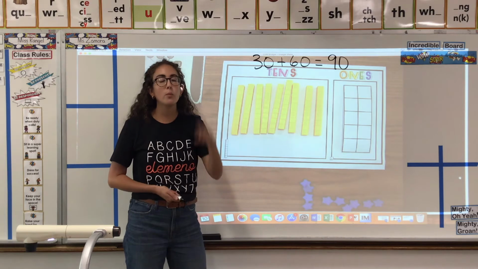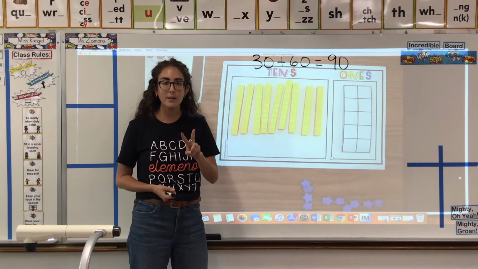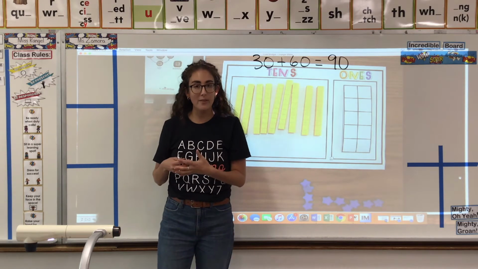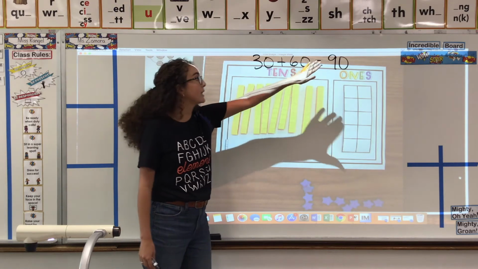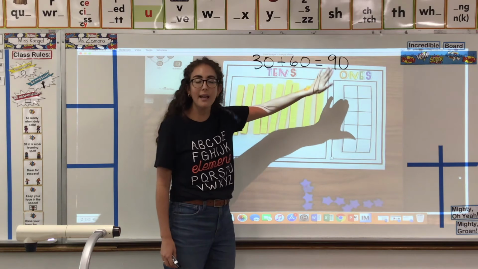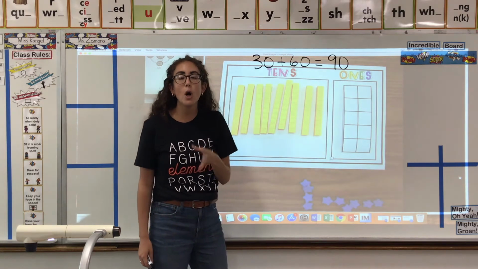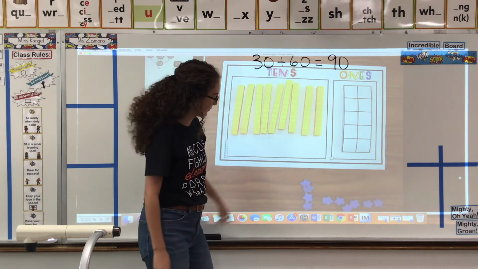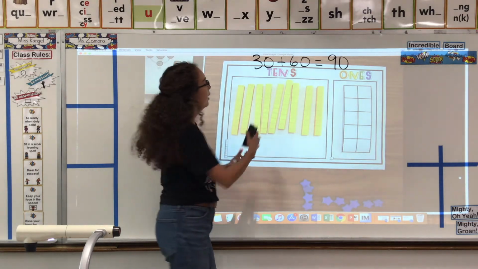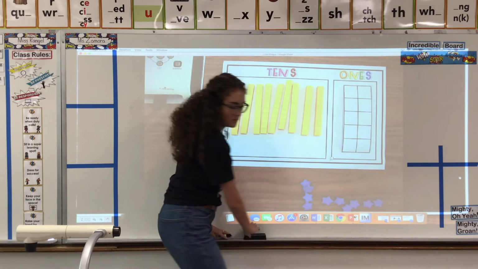So we just worked with 2 separate problems. One where we had to add the ones, and another where we added the tenths. It completely changed our answer. So that's why it's so important we add correctly. Okay, let's do another one. Reset the whole board.